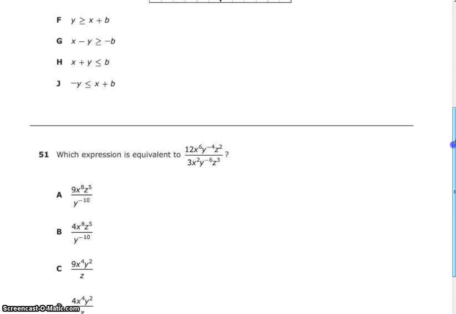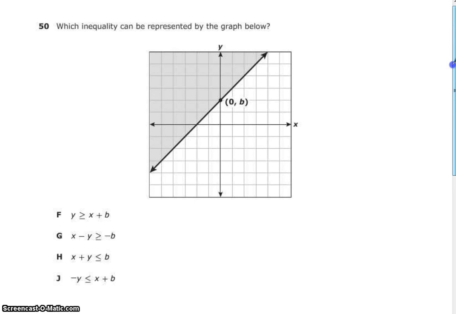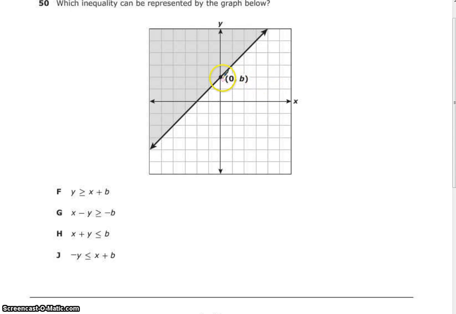Going to number 50. They give us a graph. Which one can be represented? They have shaded above, and it is solid. Solid tells me there's a line under it, and above means it's going to point away. Not sure about that because y is not by itself. If you can't remember that, another thing you could do is find a point. Here is a point right here, that's shaded, so it should make it true. This would be 0, 1, 2, 3, 4. So 0, 4 should make it true.